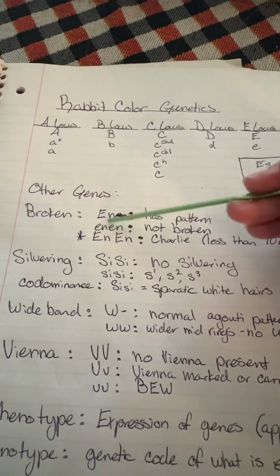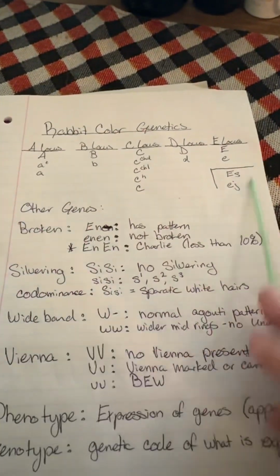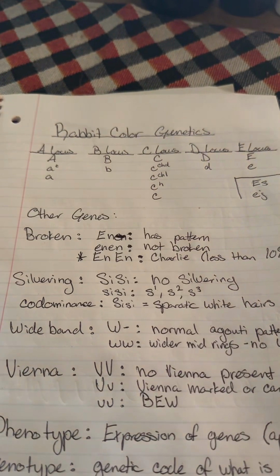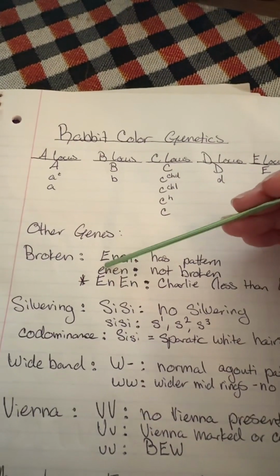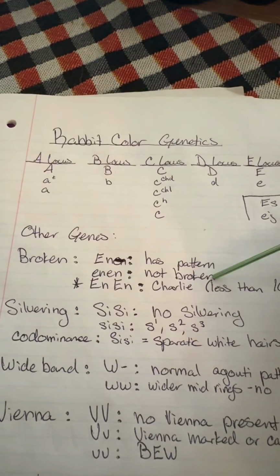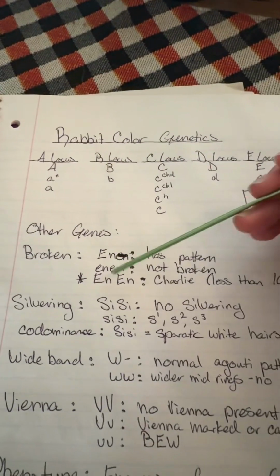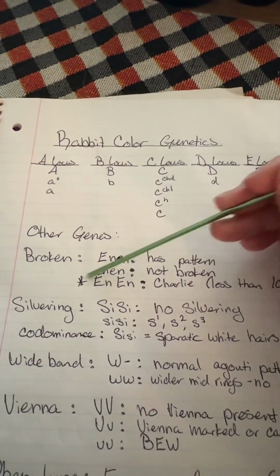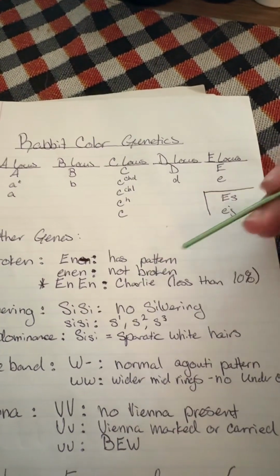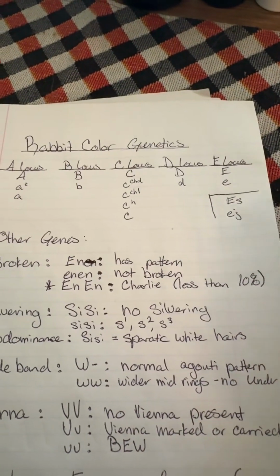And that broken pattern you can have in any combination of these genes here, but it's broken up with large patches of white. A rabbit that has the recessive en does not have the broken pattern, and that's most rabbits. Now, noteworthy here is En in a double dominant. That's going to produce a Charlie, which is less than 10% color.